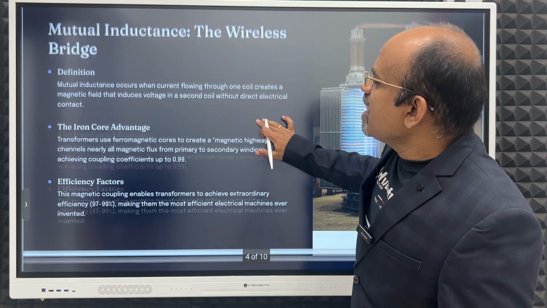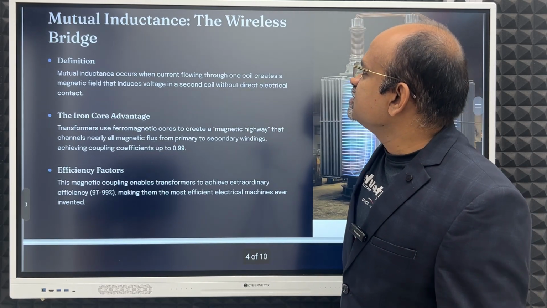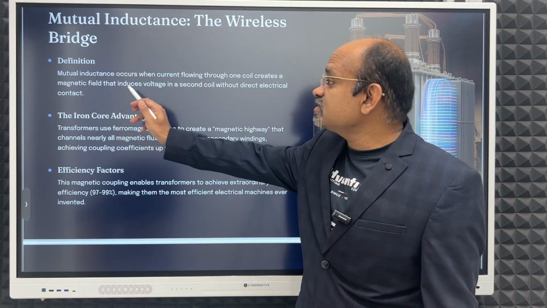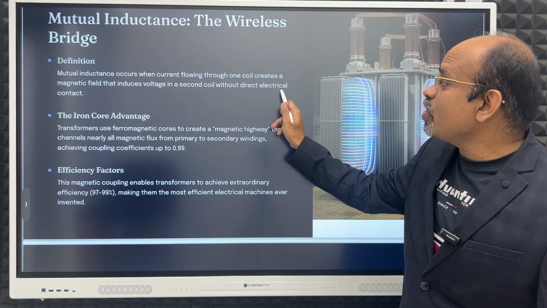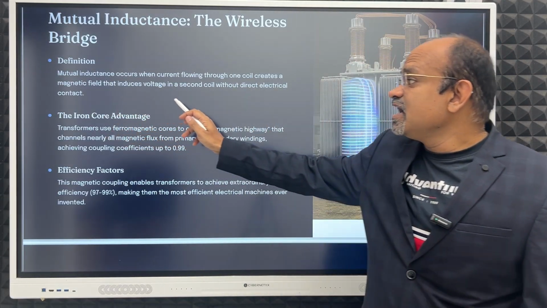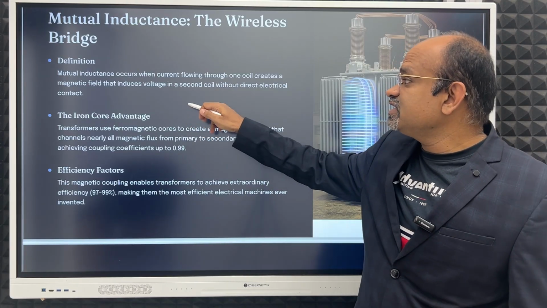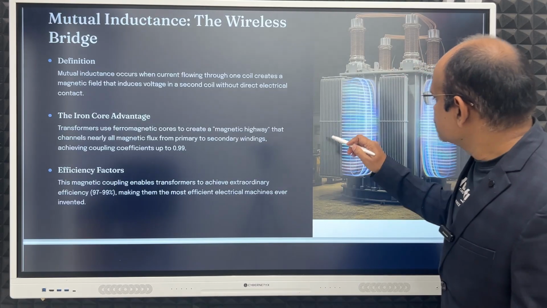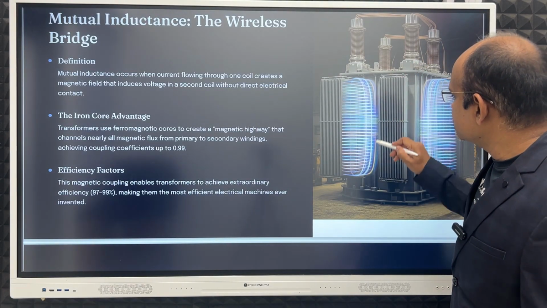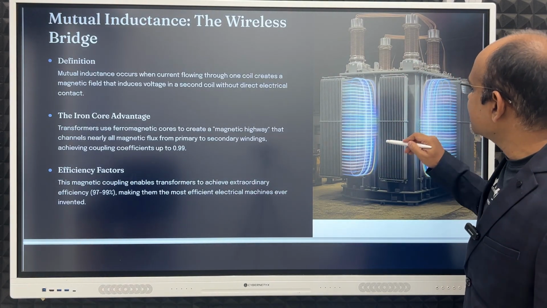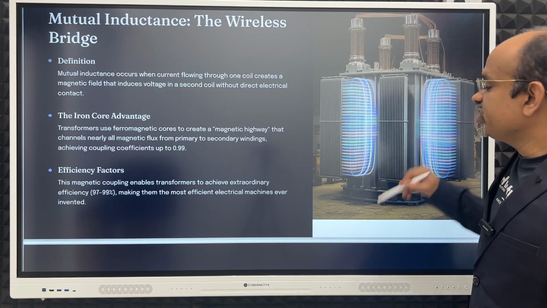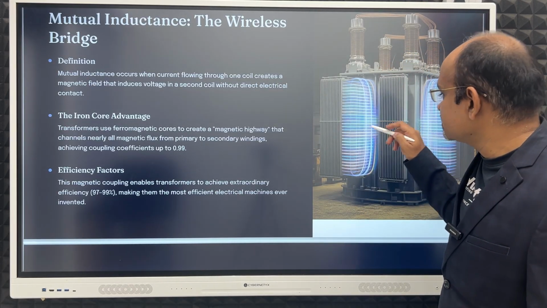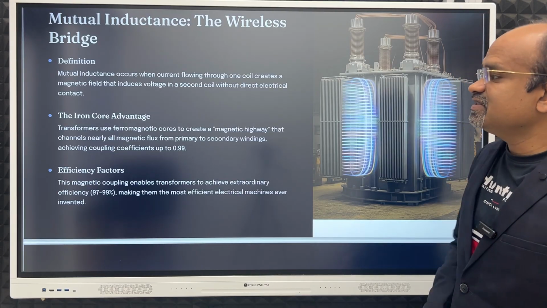Next, mutual inductance, the wireless bridge. What is mutual inductance? Mutual inductance occurs when current flowing through one coil creates a magnetic field that induces voltage in a second coil without direct electrical contact. We have seen this. So this coil induces voltage without any electrical contact. It will induce voltage in the other coil because of this flux. This will induce the flux and it will create the voltage in this coil.